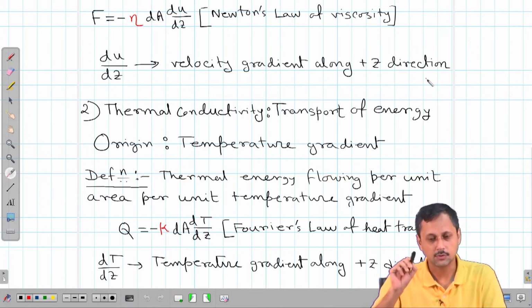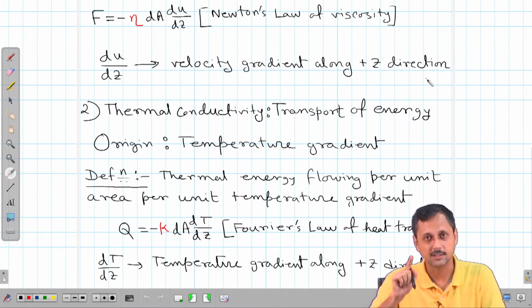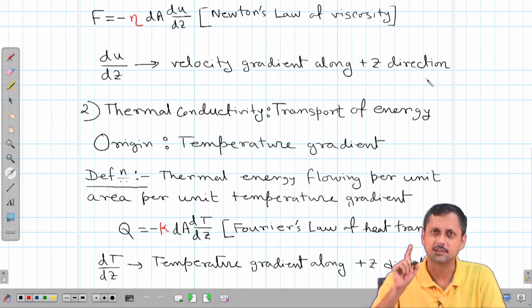along z direction. Of course, we are talking about only one dimensional cases, and all the three phenomena we are talking about will be derived and discussed in one dimensional case only, but it can be very well generalized to three dimensions as well.